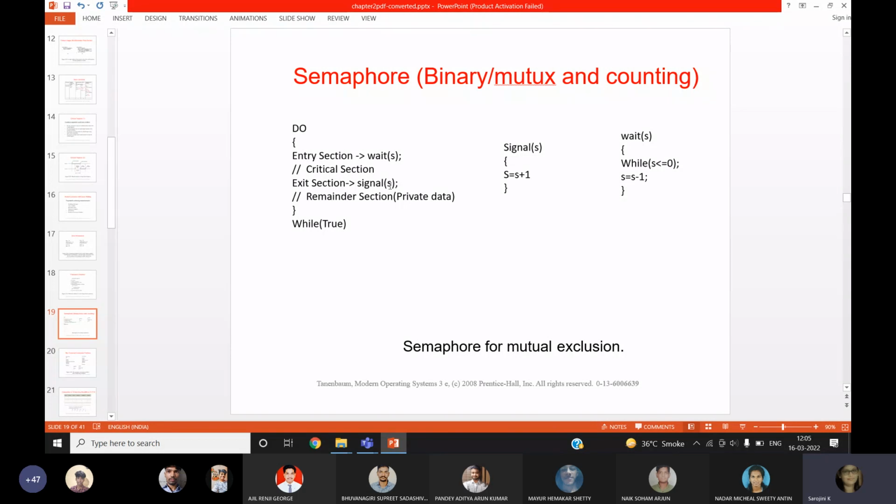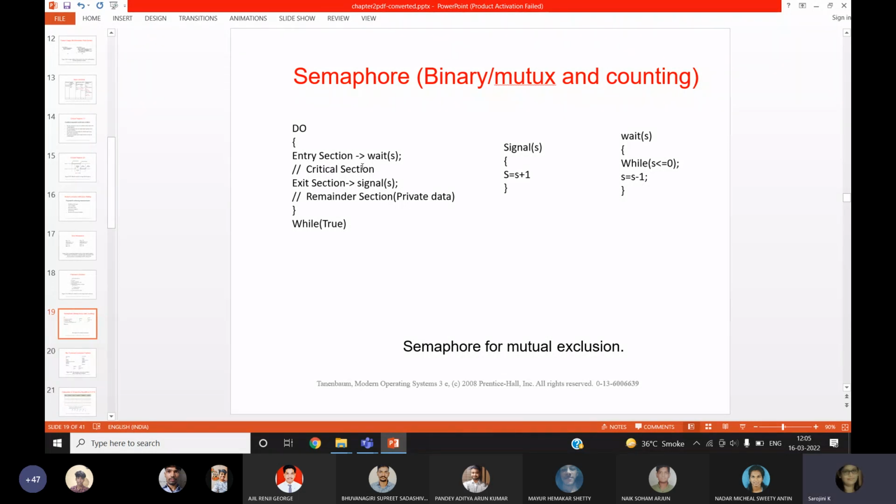Our process P0. So the moment process P0 made s equal to 1, here process P1, which is in a busy wait, in a spin lock, will be released. This condition will be false, because s became what now? 1. So s less than or equal to 0 became false. It will come here, s equal to s minus 1, which is now process P1 making s equal to 0. Making s equal to 0, process P1 will go inside the critical section.